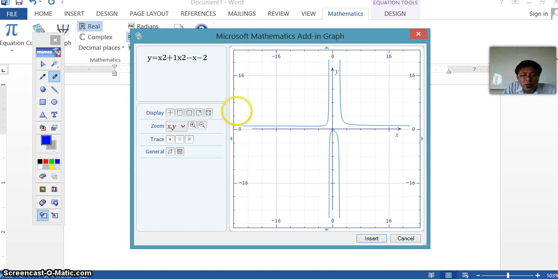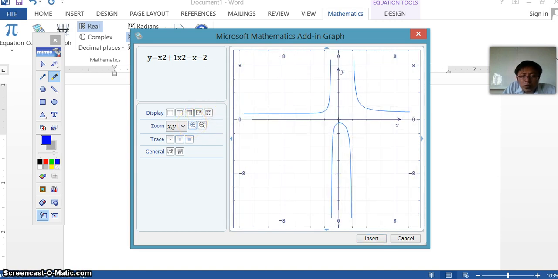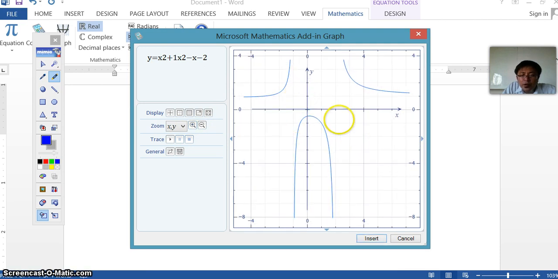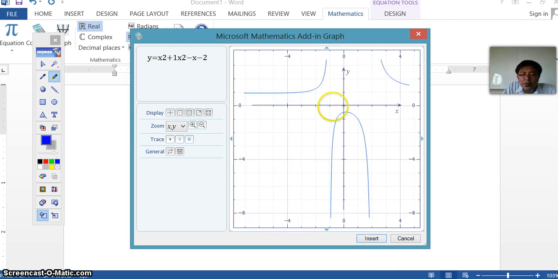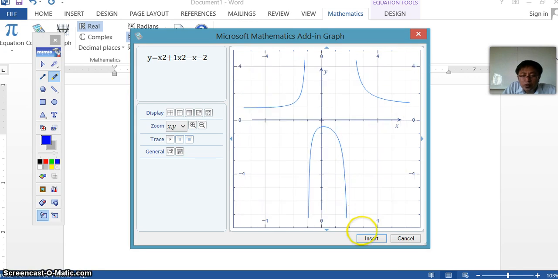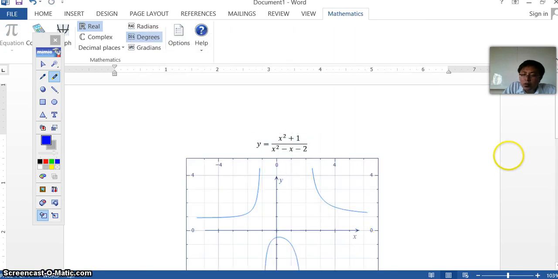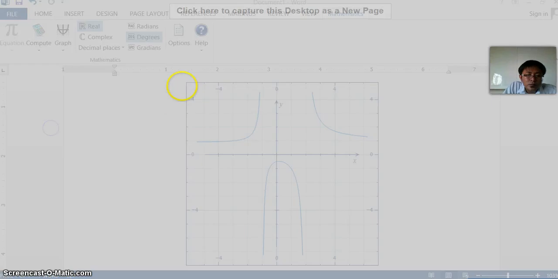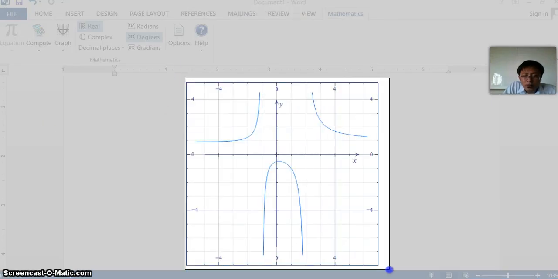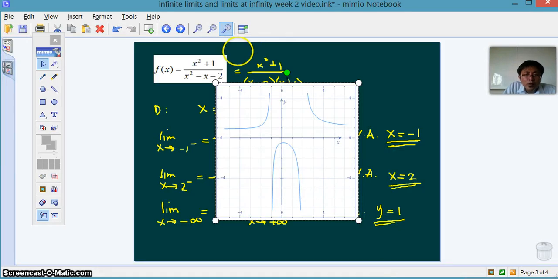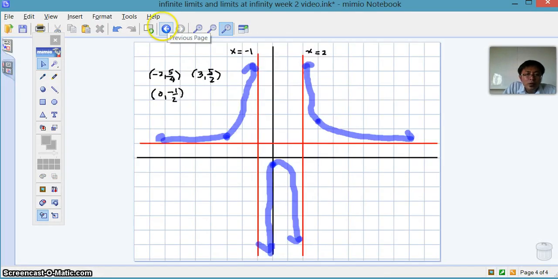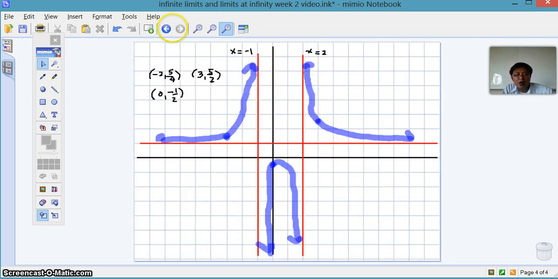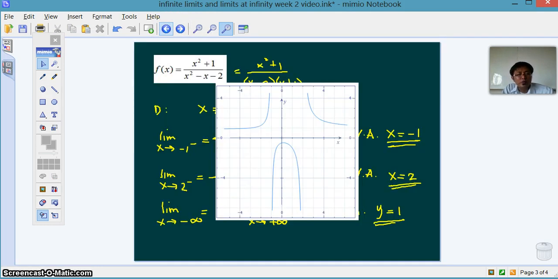And that's the graph. So you see, we have asymptotes at the lines x equals -1 and x equals 2, and a horizontal asymptote at y equals 1. This is our graph, the actual graph.